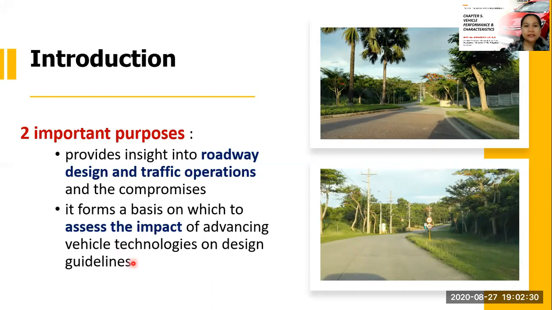If you have noticed, vehicles have improvements every time. For example, the Toyota Vios has a new version or edition every year. A new edition means a new improved feature. It can be the safety feature, or the speed, or the ability to go up and down a grade, and so on. So with the vehicle technologies that are improving, the design guidelines also need to be updated accordingly.